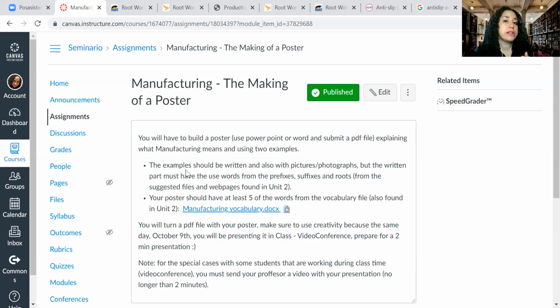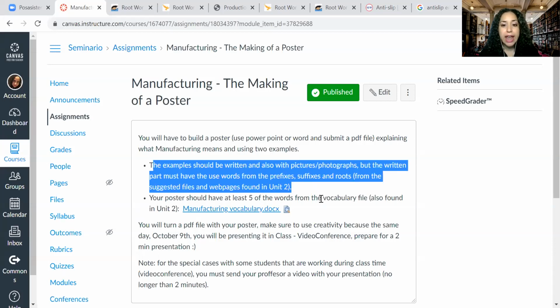So that poster is about explaining what manufacturing means and using two examples. So you have to go through the vocabulary and through the examples from the web pages and files that I uploaded to you about roots and more words, prefixes, suffixes, and so on. You have to have two examples. It tells you two examples should be written, and also you need to use pictures and photographs.